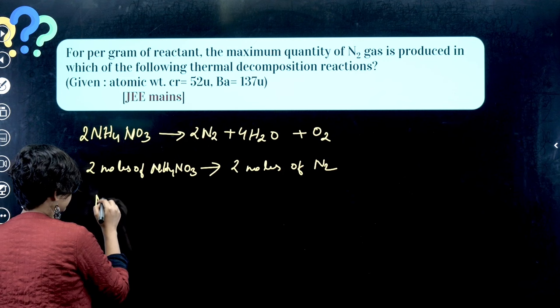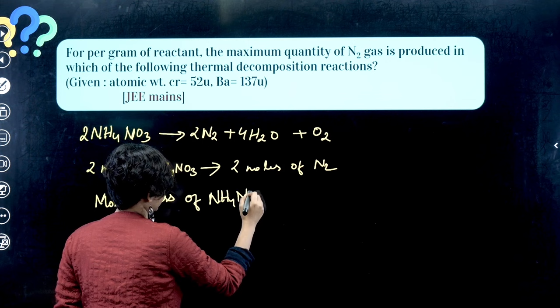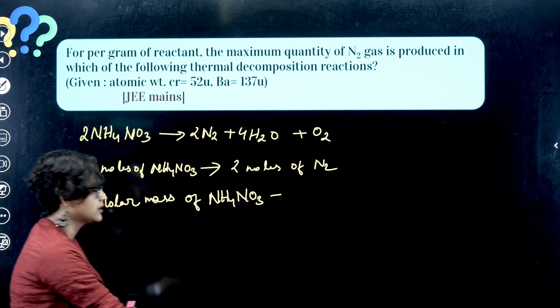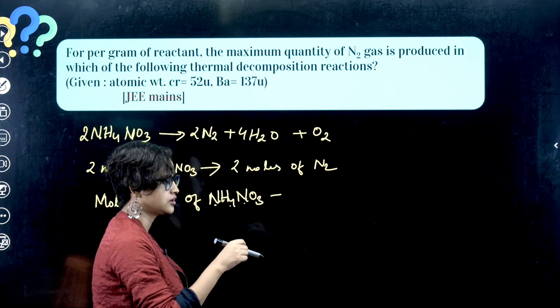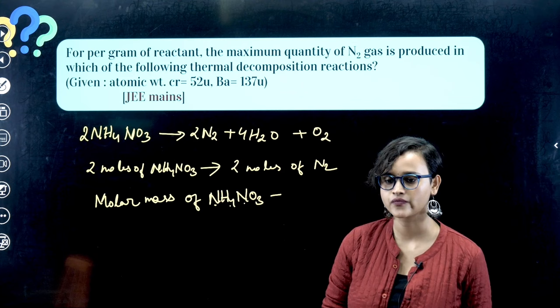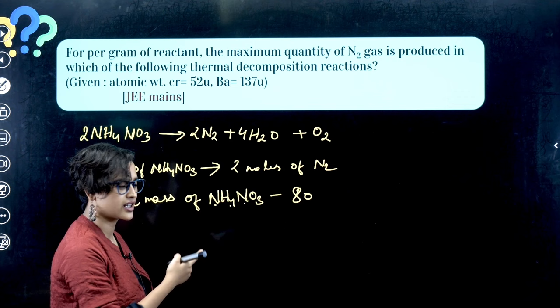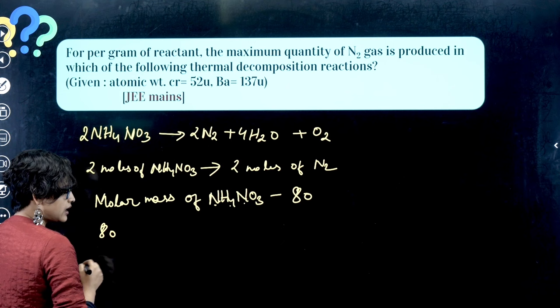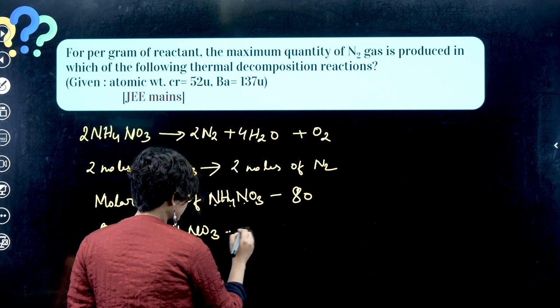Now, what is the molar mass of NH4NO3, everybody? Can you calculate? How much will it be? 4 and 14, 4 and 14, 4 is 8... 80, right? 80 only, no? But tell me if it is correct or not. So that means that 80 gram of NH4NO3 is 1 mole. Correct?